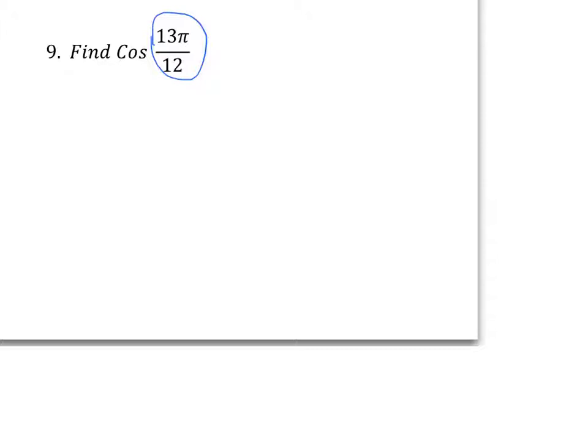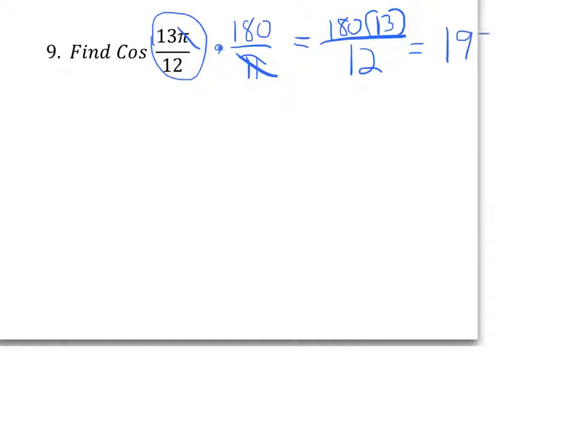So the very first thing you should do, probably the easiest thing, is convert this to degrees. If I want to take any radian measure and convert it to degrees, I multiply it by 180 over pi. The pi's cancel. Then if you just put this in your calculator, 180 times 13 divided by 12, that equals 195. So 13 pi over 12 is the same as 195 degrees.